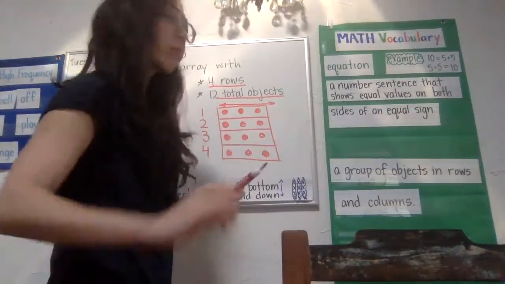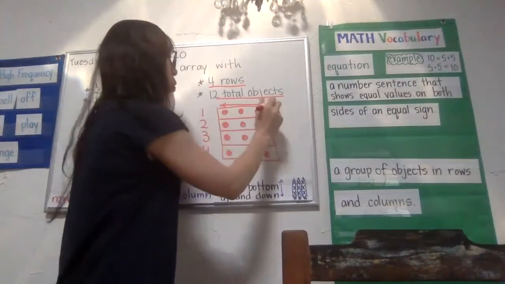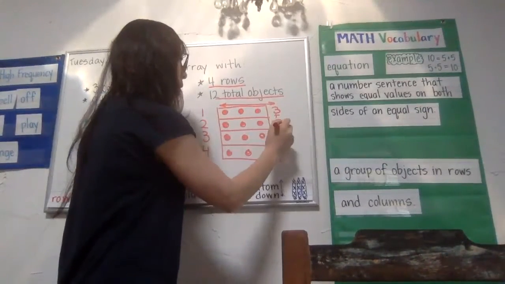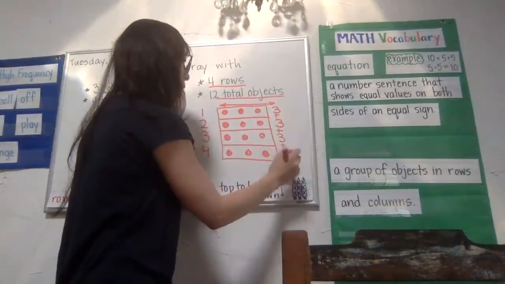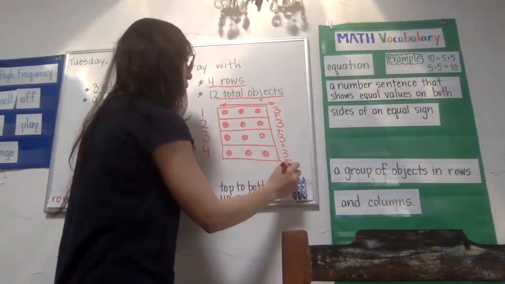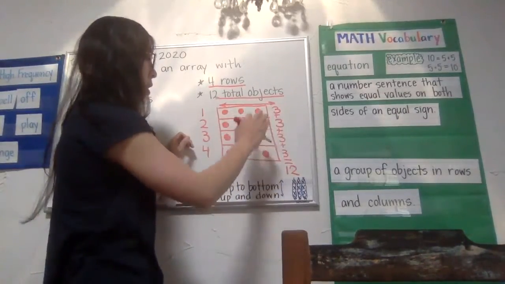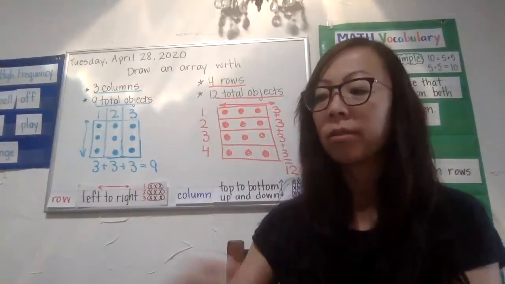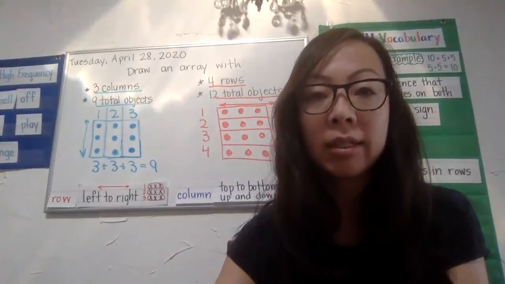So now we're counting how many are in each row. I see 1, 2, 3 in each row. I see another 3 in this row, another 3 in this row, and another 3 in this row. And that gave me a total of 12 objects. So even though I'm counting across this way, my equation's going this way because I'm just showing how many are in each. Okay, stars.